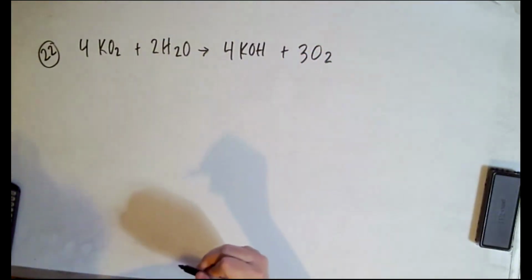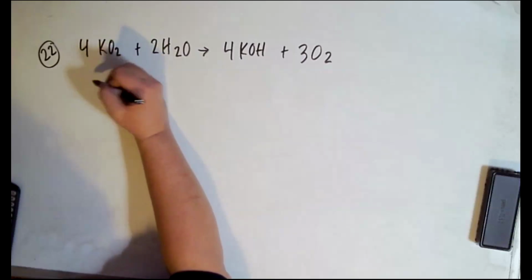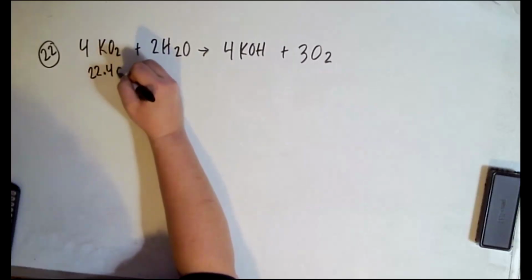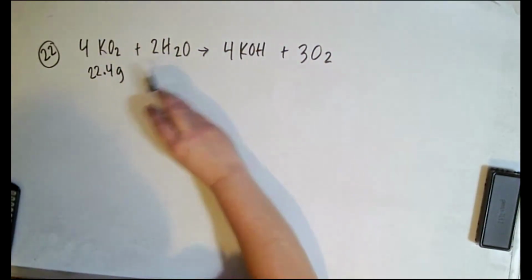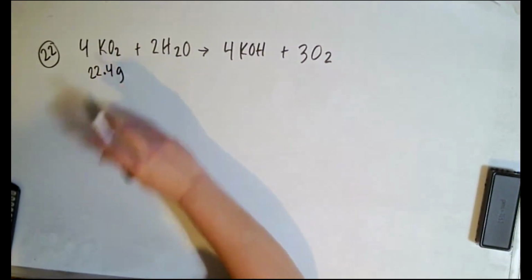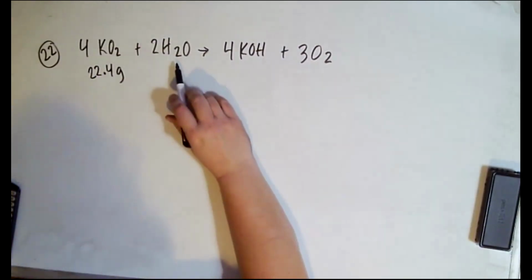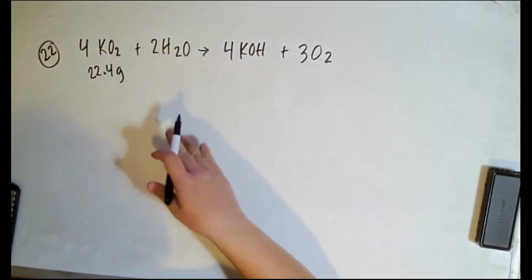Okay, so they're telling us 22.4 grams of the KO2 react with an excess of water. So they're telling us the KO2 is going to be our limiting reactant because our water is going to be present in an excess amount. We're going to have plenty of water.